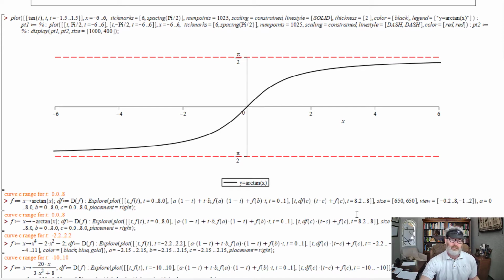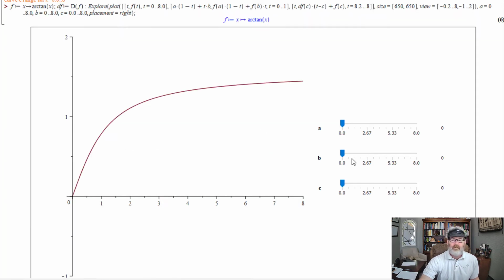Most curves that we look at in regular classes will be concave up and concave down on certain intervals. For example, arctan, it's concave up from negative infinity to 0, and then concave down from 0 to infinity. Here's the 0 to infinity part where it's concave down.